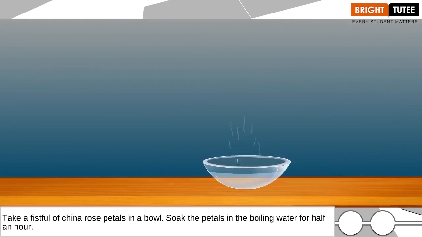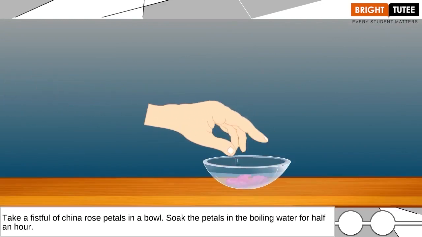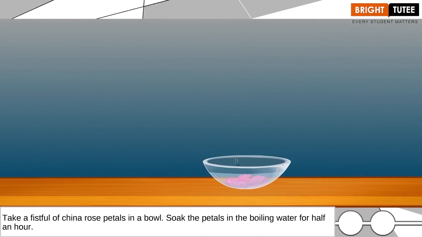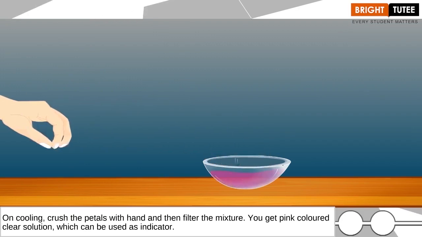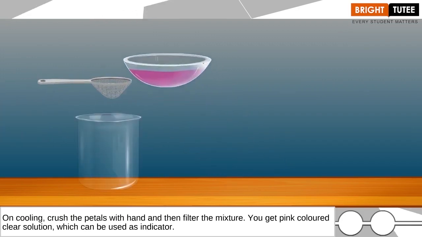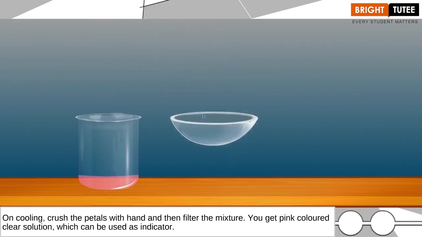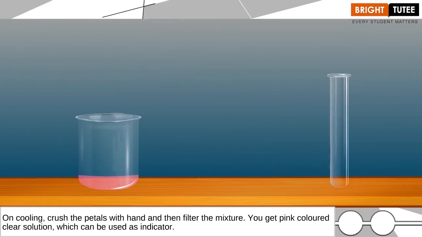Method: take a fistful of China rose petals in a bowl. Soak the petals in boiling water for half an hour. On cooling, crush the petals with your hand and then filter the mixture. You get a pink-colored clear solution which can be used as an indicator.